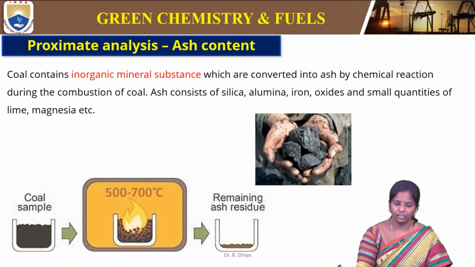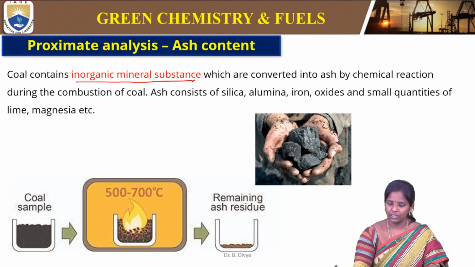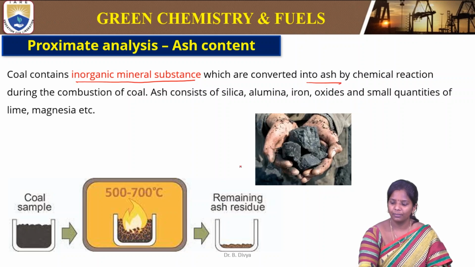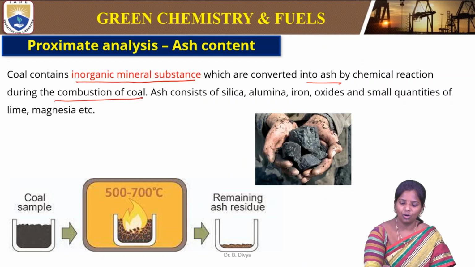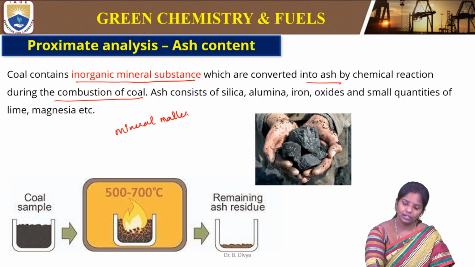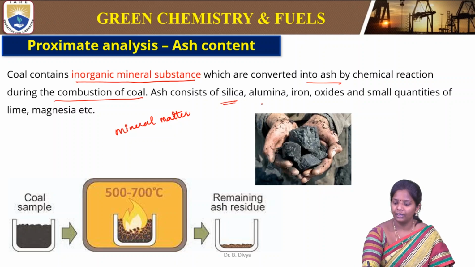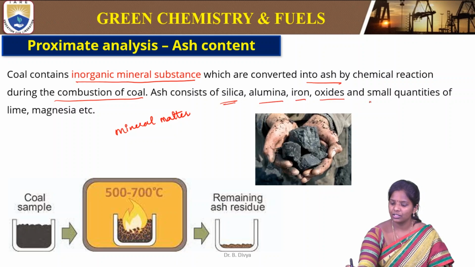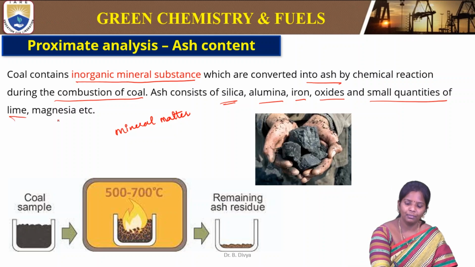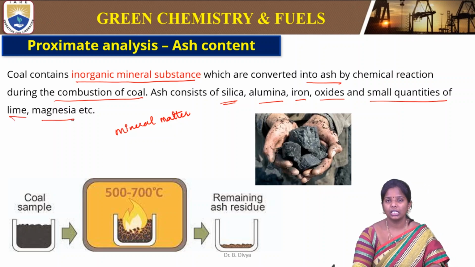Next comes the ash content. Coal contains inorganic mineral substances which are converted into ash by chemical reaction during the conversion of coal. So ash contains silica, alumina, iron oxides and some small quantities of lime and magnesia. These are the inorganic mineral substances present in coal that are converted into ash.